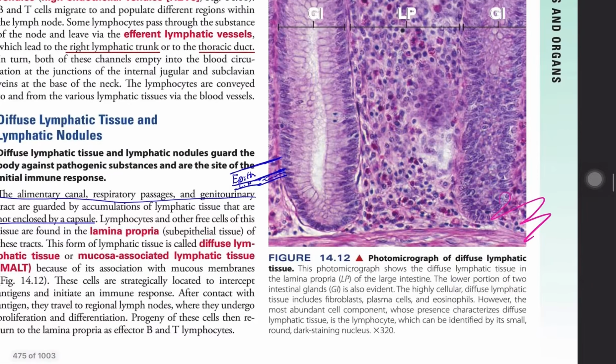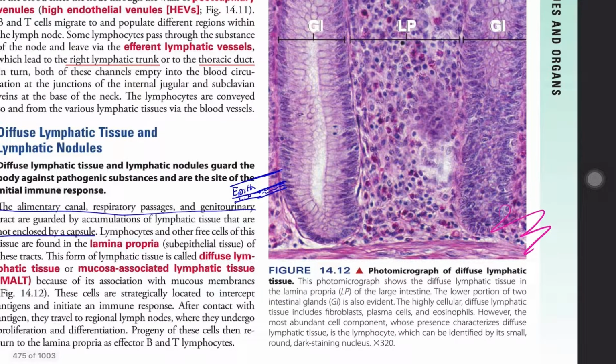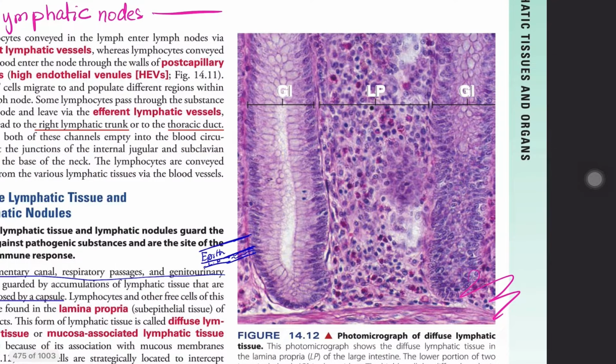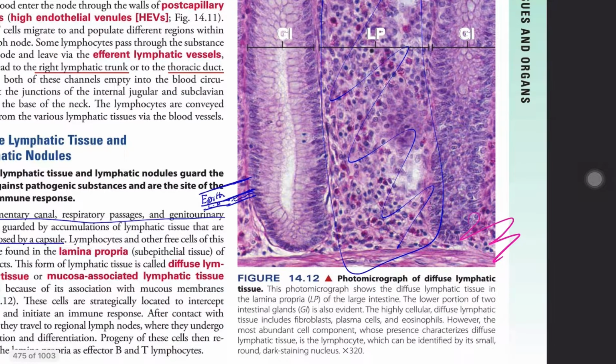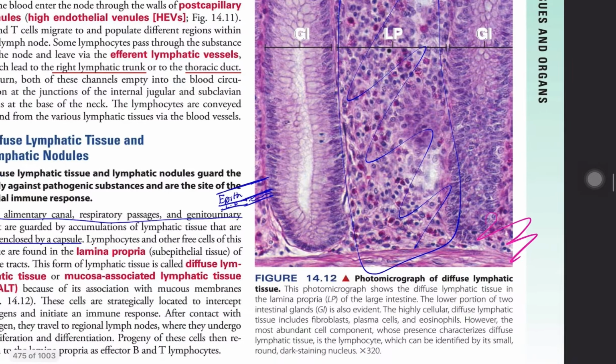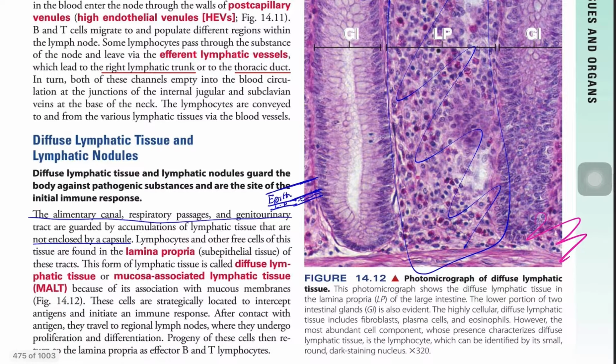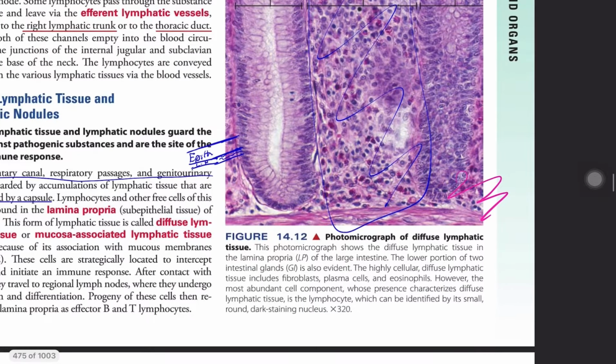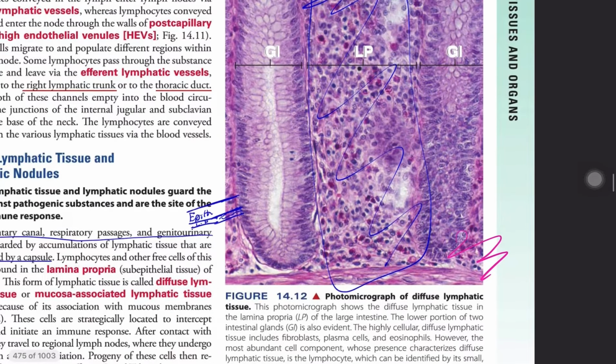Yes, so this photomicrograph shows the diffuse lymphatic tissue in the lamina propria of the large intestine. So here we are in the alimentary canal. The lower portion of two intestinal glands is also evident.